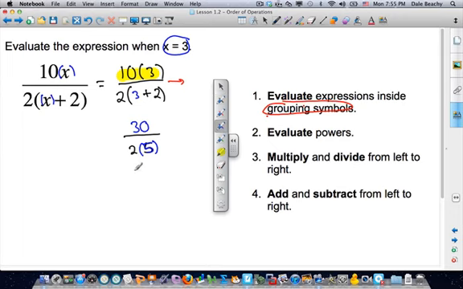So the top stays the same at 30. The bottom, however, goes from the 2 times 5 to the value of 10. Now, our last operation is division, which is level 3 in the order of operations. 30 divided by 10 is 3. So the quotient 3 is the indicated value of this expression when x is 3.